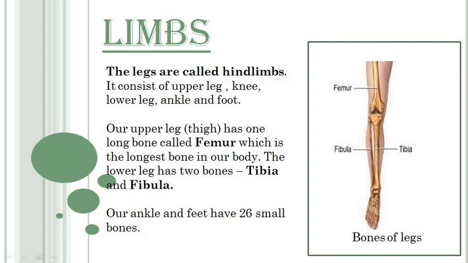As you have learned, our arms have one long bone, the humerus, and two bones in the forearm, radius and ulna. Same as in our hind limbs, we have the femur, the longest bone, and the tibia and fibula. Our ankle and feet have 26 small bones. These hind limbs and forelimbs help us to move, run, walk, and even hold things, meaning movement in hand and leg.